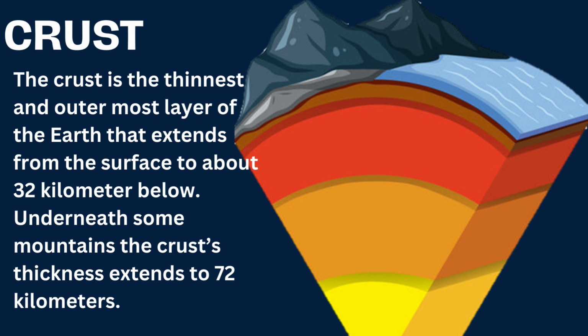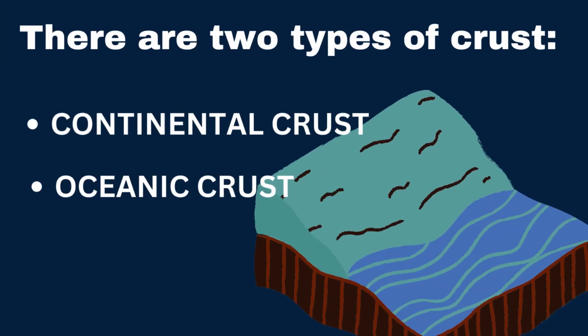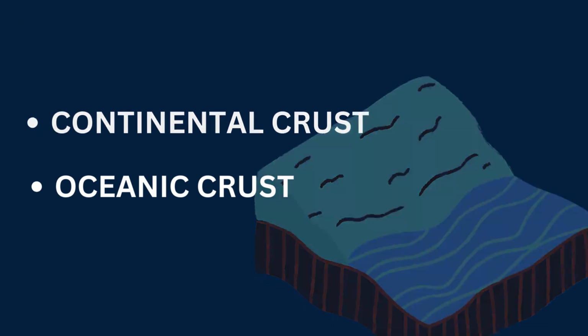The crust is the thinnest and the outermost layer of the Earth that extends from the surface to about 32 km below. Underneath some mountains the crust's thickness extends to 72 km. There are two types of crust: the continental crust and the oceanic crust.